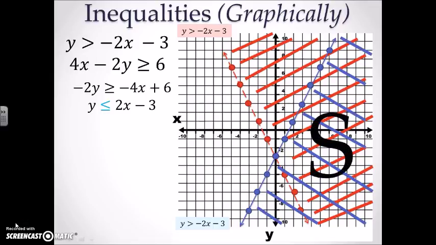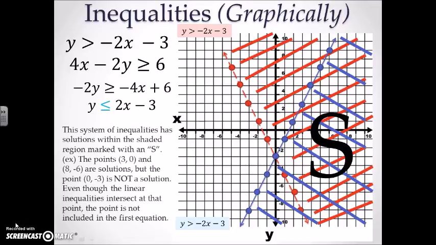We then represent our solution with the letter S. Therefore, this system of inequalities has solutions all within the shaded region marked with an S. The points (3, 0) and (8, -6) are solutions. However, the point (0, -3) is not a solution.